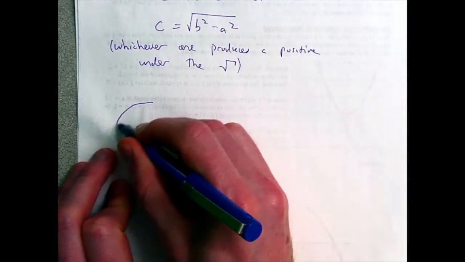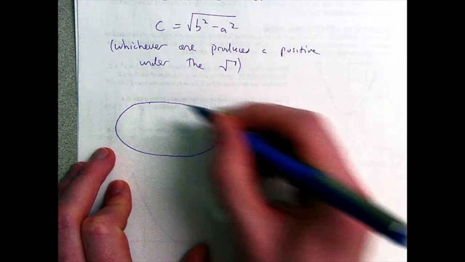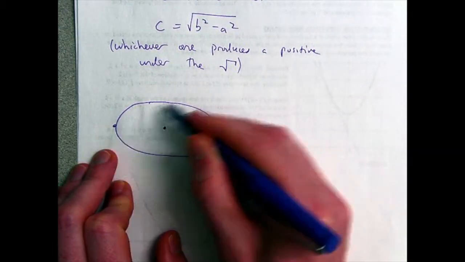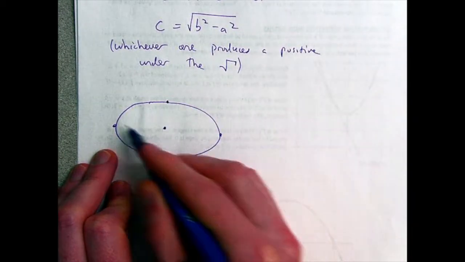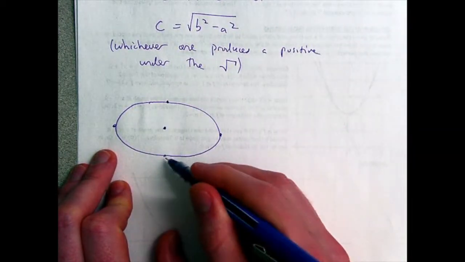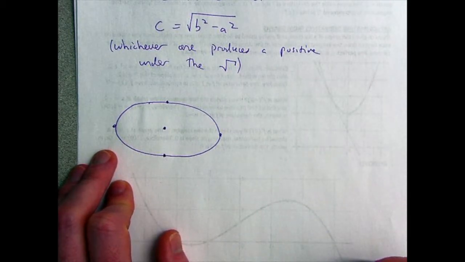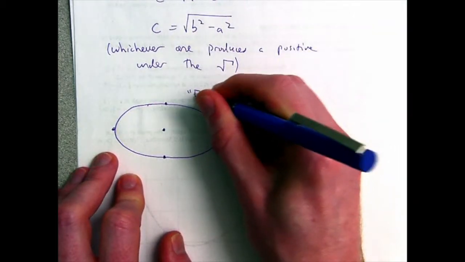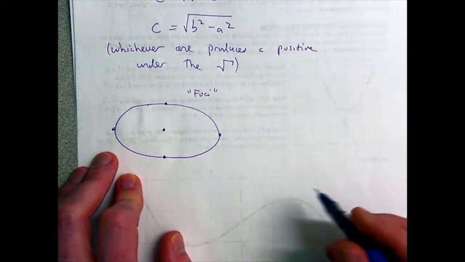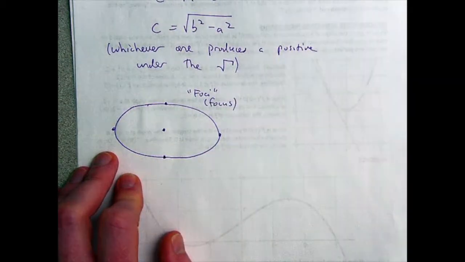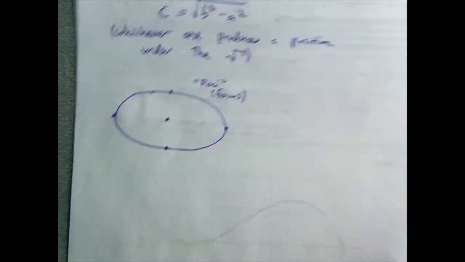In addition to all of the little things that I defined earlier, the center and the vertices, and I talked about the major and the minor axis, there is one additional piece to an ellipse, which are called the foci. Foci is plural. The singular is focus, a bit strange. It's like radius and radii. So what are the foci?